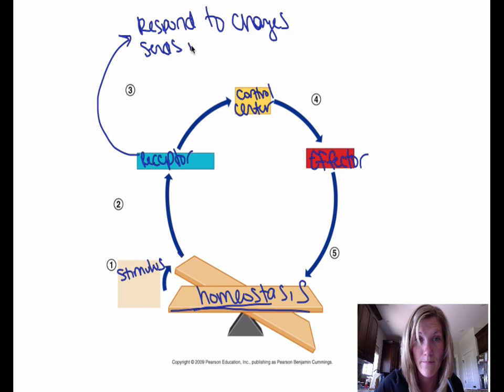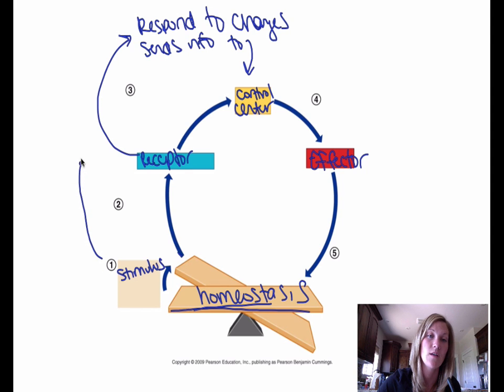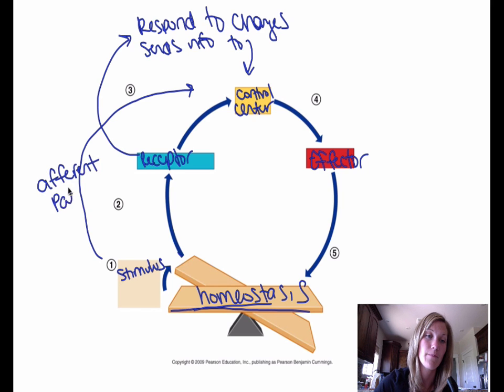So the receptor sends that info to the control center. Collectively, going from the stimulus all the way up to the control center, this is also called an afferent pathway. The control center is normally going to be your brain or spinal cord.